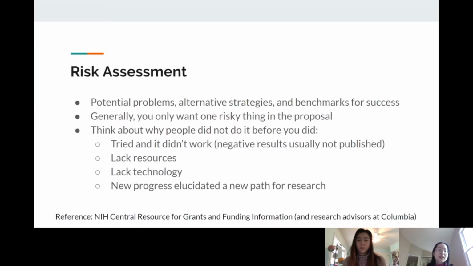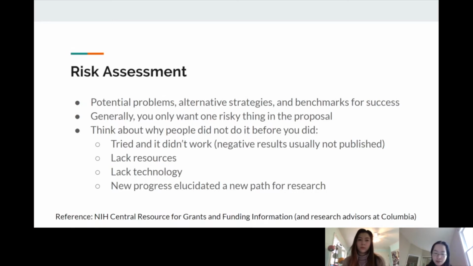Like you're trying all of these methods, but you just can't get the components to work. So how likely is it that your project will succeed? And this is where you start looking for failure points, because to look at how likely it's going to succeed, you also look at how likely it's going to fail. So what reviewers look for is potential problems, alternative strategies, and benchmarks for success for the project.